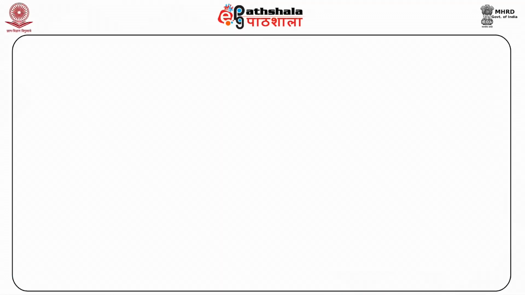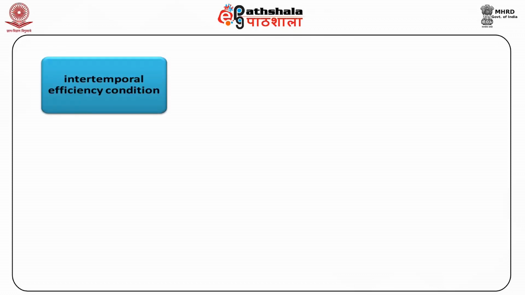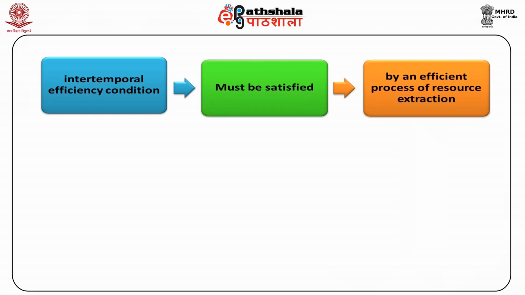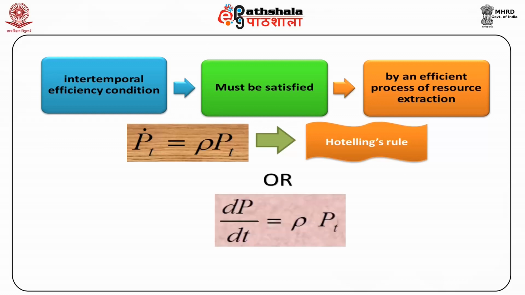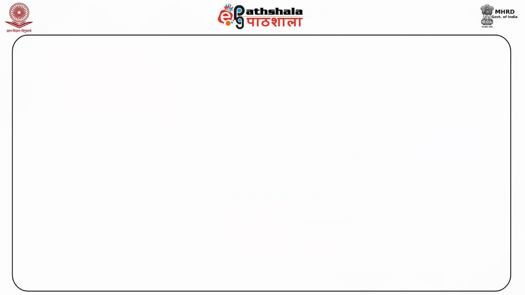The Hotelling rule is an intertemporal efficiency condition which must be satisfied by an efficient process of resource extraction. The third equation is also known as Hotelling's rule for the extraction of non-renewable resources. P dot above t is equal to rho into Pt, or dP by dt is equal to rho into Pt, where Pt is the shadow price of the resource at time t. By integrating the equation of Hotelling's rule, we get Pt is equal to P naught e to the power rho t.